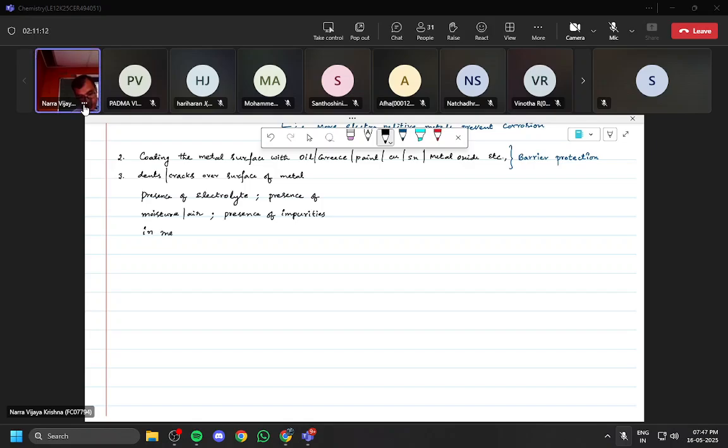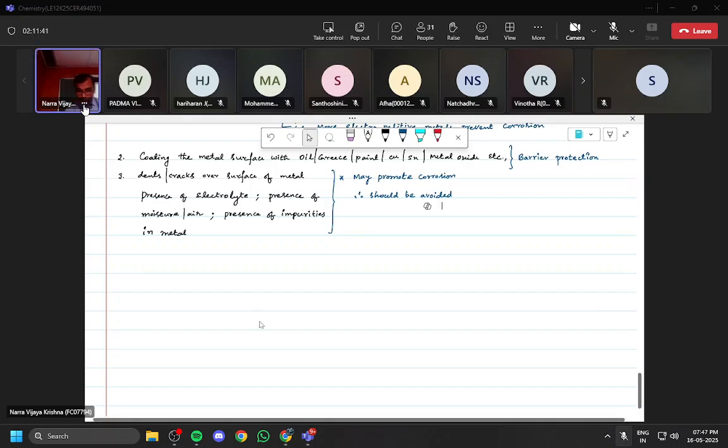All these factors, what will they do? All these factors can enhance corrosion. So they may promote corrosion. Therefore, all these should be avoided. Any questions in it?